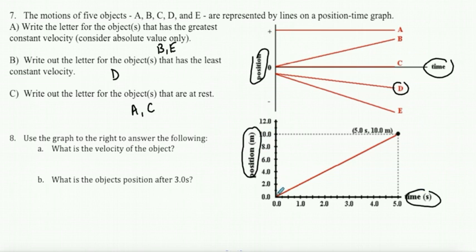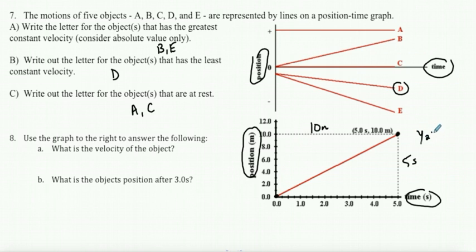Okay, and this one is pretty straightforward. We can start from 0, 0, and we can end at 5, 10, which means we went 5 seconds and 10 meters. So what you want to do here is count. You could do the slope formula if you wanted to.